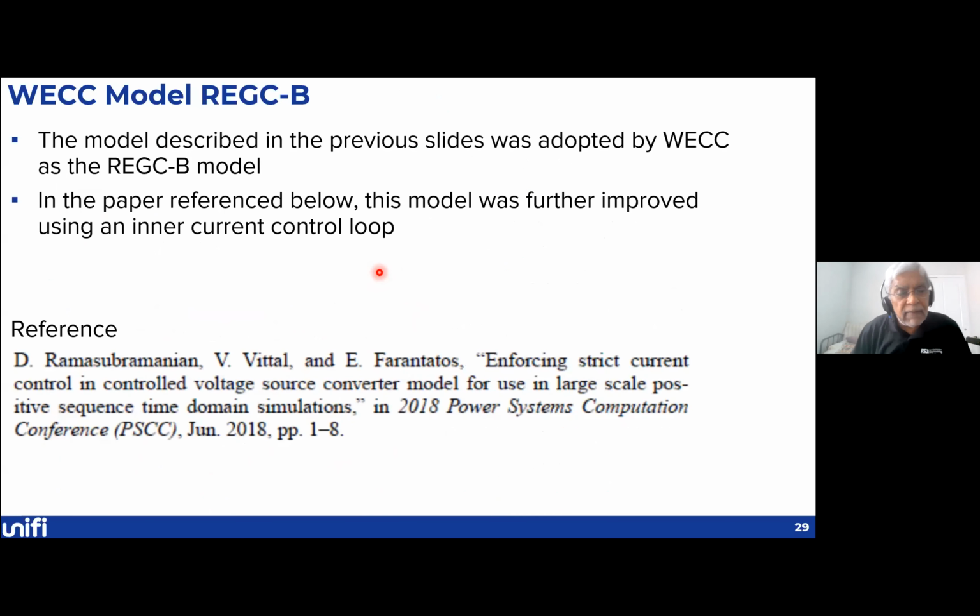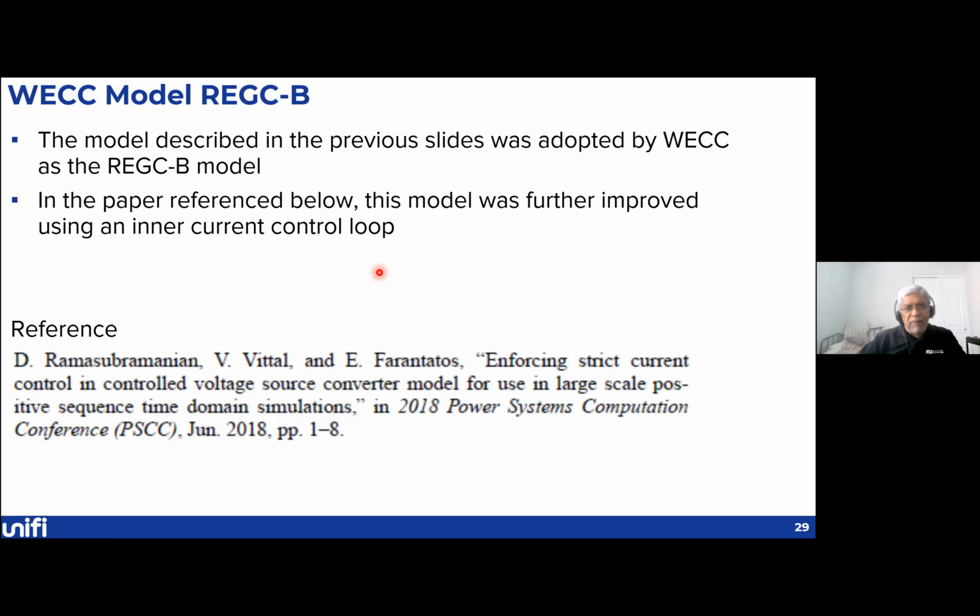And this gave us a lot of confidence in this particular model, which we developed as a part of a PSERT project. The student working on this was Deepak Ramasubramanian, who is very involved in this consortium. This was adopted by WECC as the REGCD model.